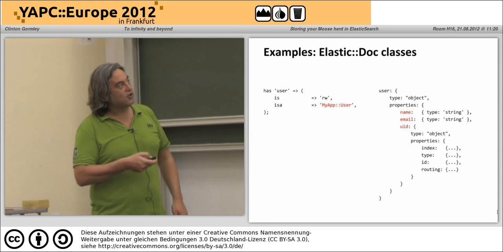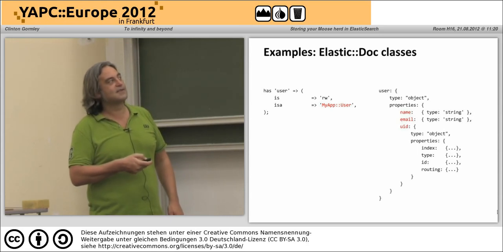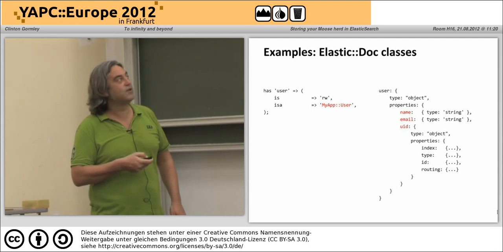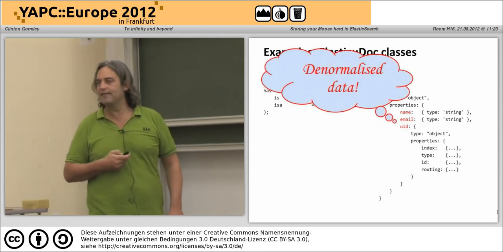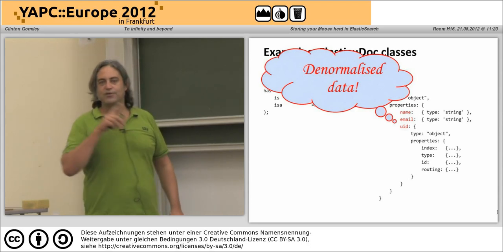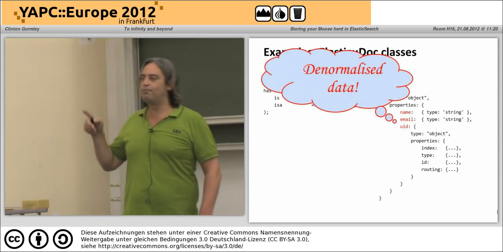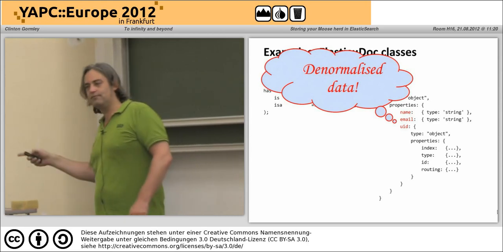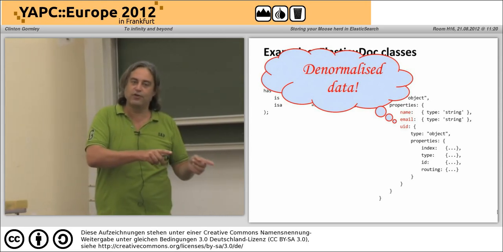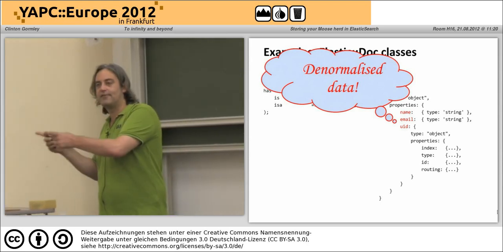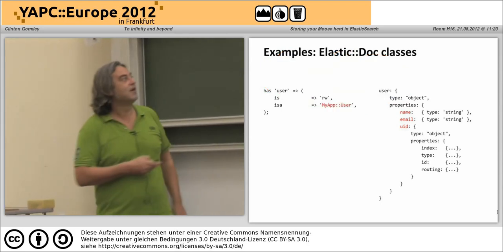The UID is the bit that links the document to where the original document is stored. But you notice that it's also stored the name and email attributes, essentially giving you denormalized data. So this will allow you to search for posts by a user whose name is John, where before you'd have to find users whose name was John and then search for posts that have that ID in them.